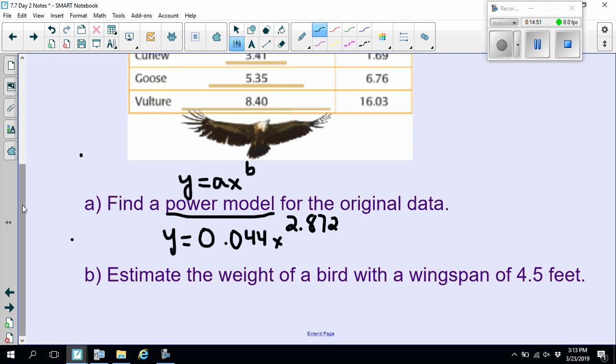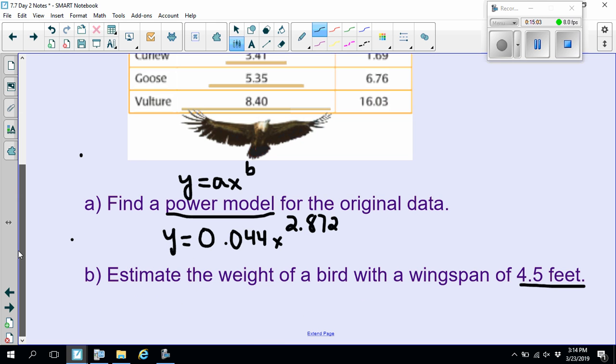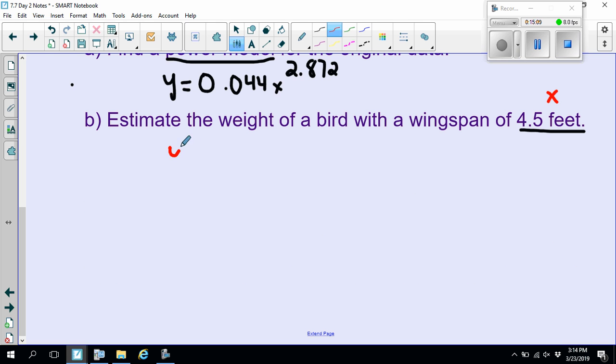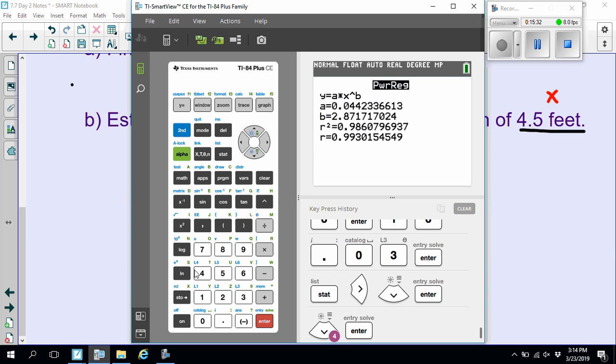Now we look for part B. It says we're going to estimate the weight of a bird with a wingspan of 4.5. Notice that 4.5, our wingspan in feet, was our x value. So we're going to plug that into x so we can solve for y. So we're going to have y equals 0.044, and then plug 4.5 in for x, to the 2.872 power. And then we're going to plug that into our calculators. And once again, you can either use the scientific or graphing.